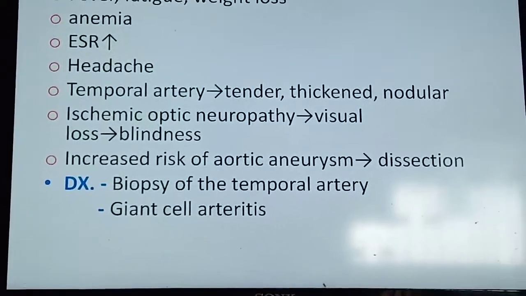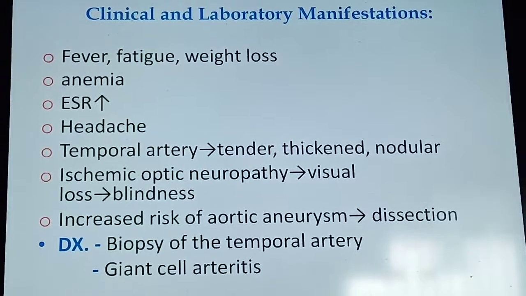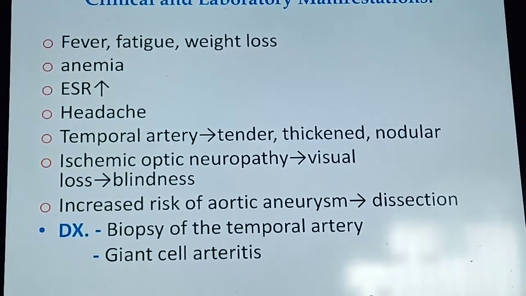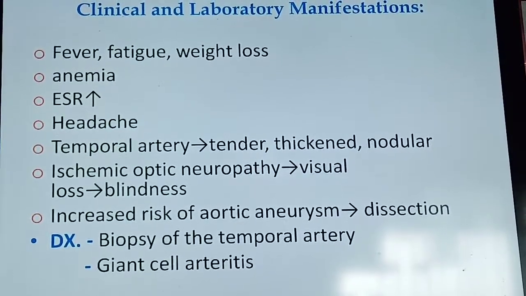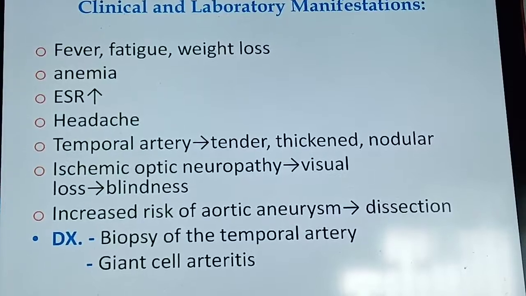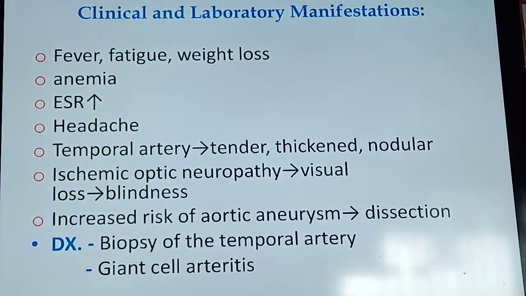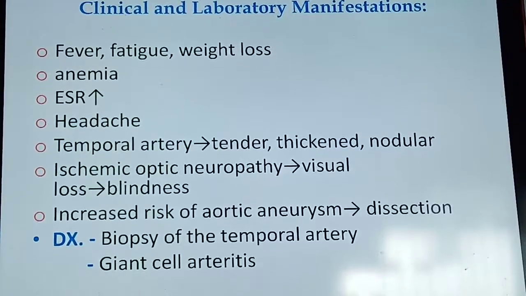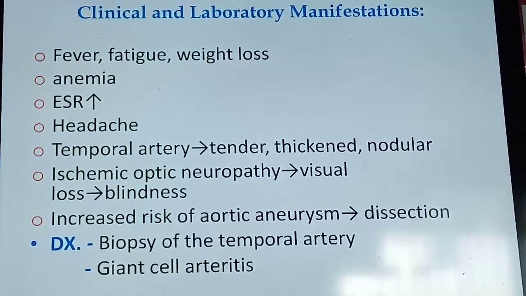Now the clinical and laboratory features include fever, fatigue, weight loss, anemia, increased erythrocyte sedimentation rate, and headache. The temporal artery may be tender, thickened, and nodular, and ischemic optic neuropathy may lead to visual loss and blindness. There is an increased risk of aortic aneurysm or dissection of the aortic aneurysm. It is usually diagnosed by biopsy of the temporal artery in giant cell arteritis.